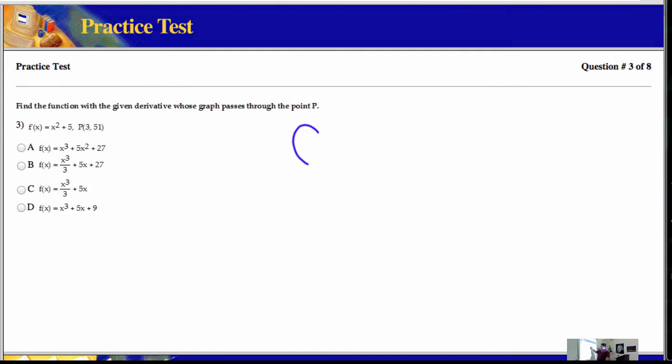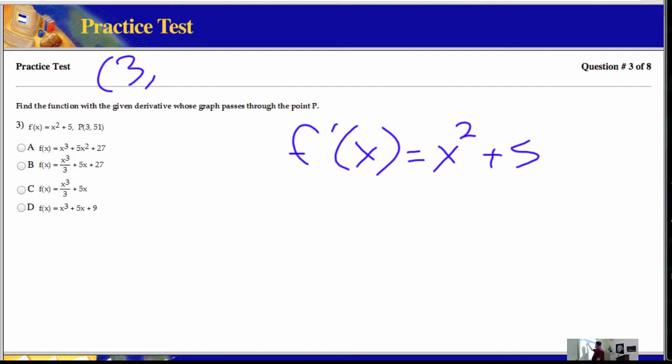We said that f prime of x is equal to x squared plus 5, and it passes through the point 3 comma 51. I'm writing it big so you guys can see it in the back of the room. And it says, find the function that goes through these points. So this process is just like problems 1 and 2.